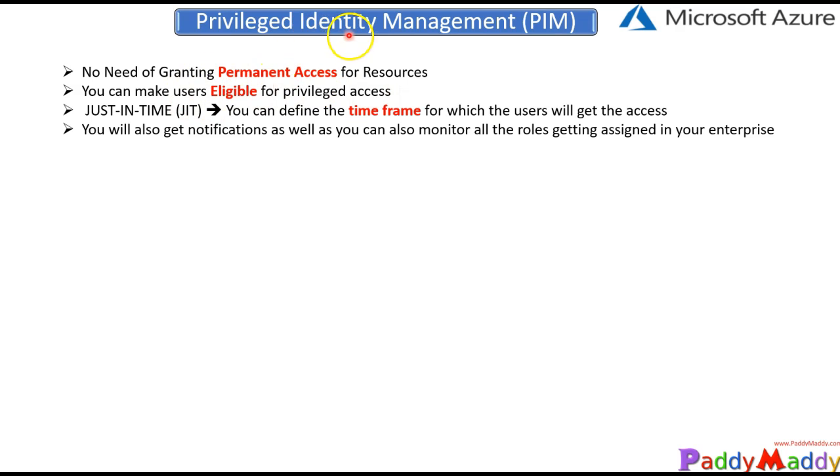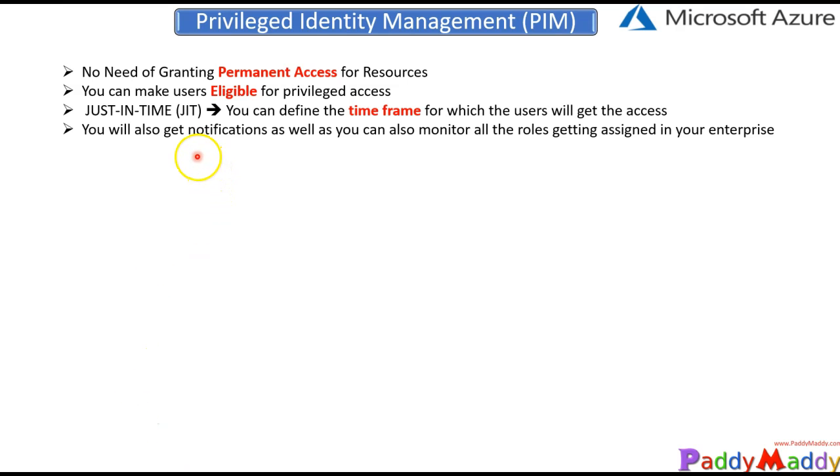And with the help of privileged identity management, you can grant the access just in time, or in short, JIT. So you can define a time frame for which the users will get access. That kind of access can be automatically granted, so that if you're trying to perform an action on a specific VM, you get that just in time specific time frame window, and users can perform their required activities.